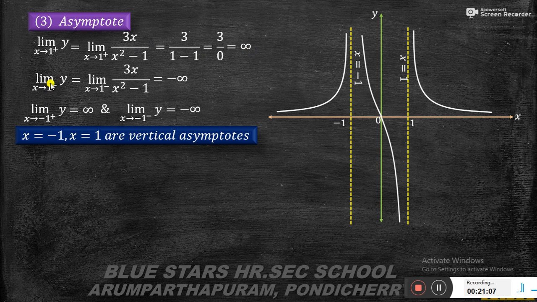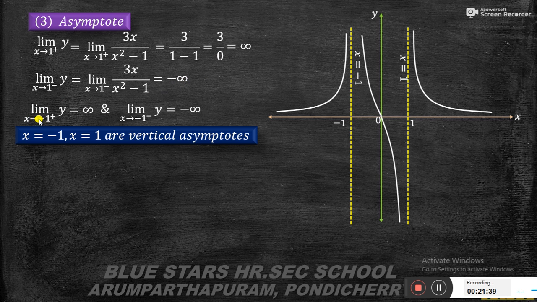Next I take the limit as x tends to 1 minus, that means the left hand limit. So y equal to the limit as x tends to 1 minus of 3x by x square minus 1. You substitute 1 by 1 square minus 1, it is infinity here, but the left hand limit is minus infinity because we take the left side. Therefore we get plus infinity and minus infinity, so this is a vertical asymptote, because the answer is plus or minus infinity.